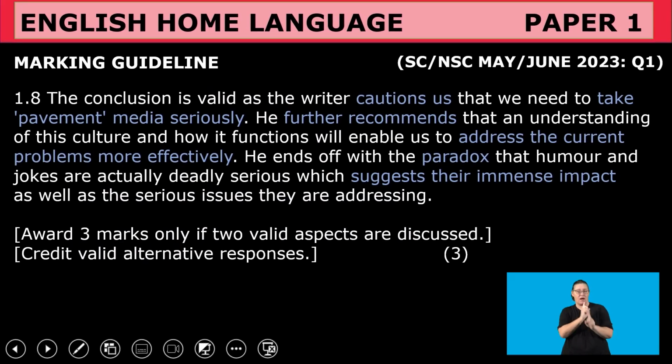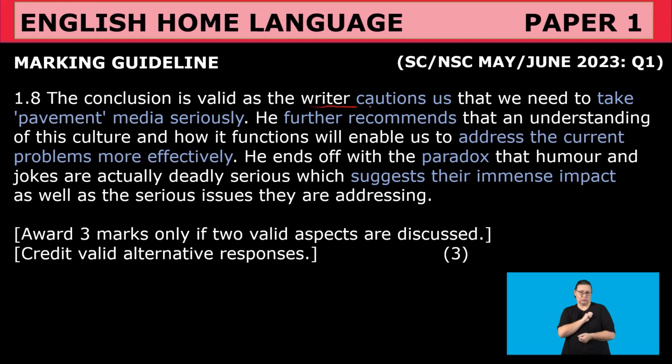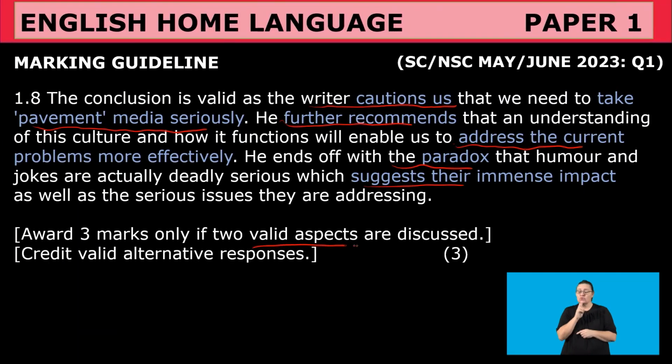If we look at the answer, the conclusion is valid. The writer cautions the reader to take pavement media seriously. Then he also recommends an understanding of cancel culture. He wants us to address current problems, and then he ends the paragraph with a paradox. So you can see here that this idea takes the focus of paragraph 10 and then links it to the rest of the article. The marking guideline says 2 valid aspects are discussed. So make sure when there's a 3-mark question that you have at least 2 aspects and that they are well discussed and supported.